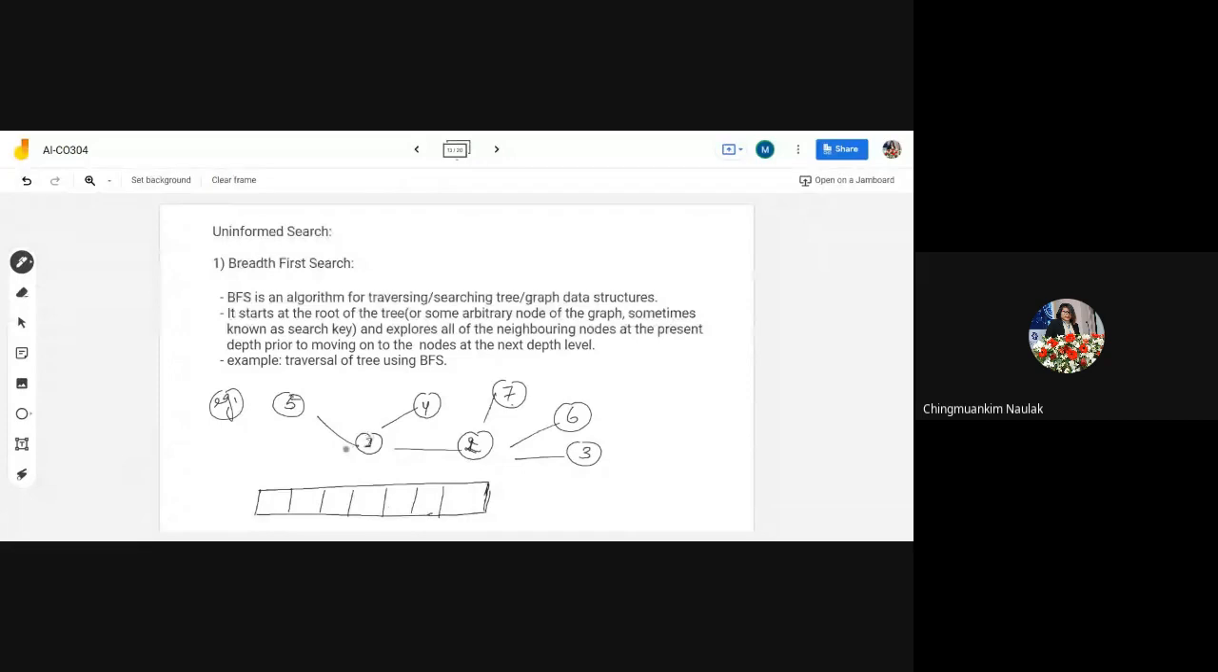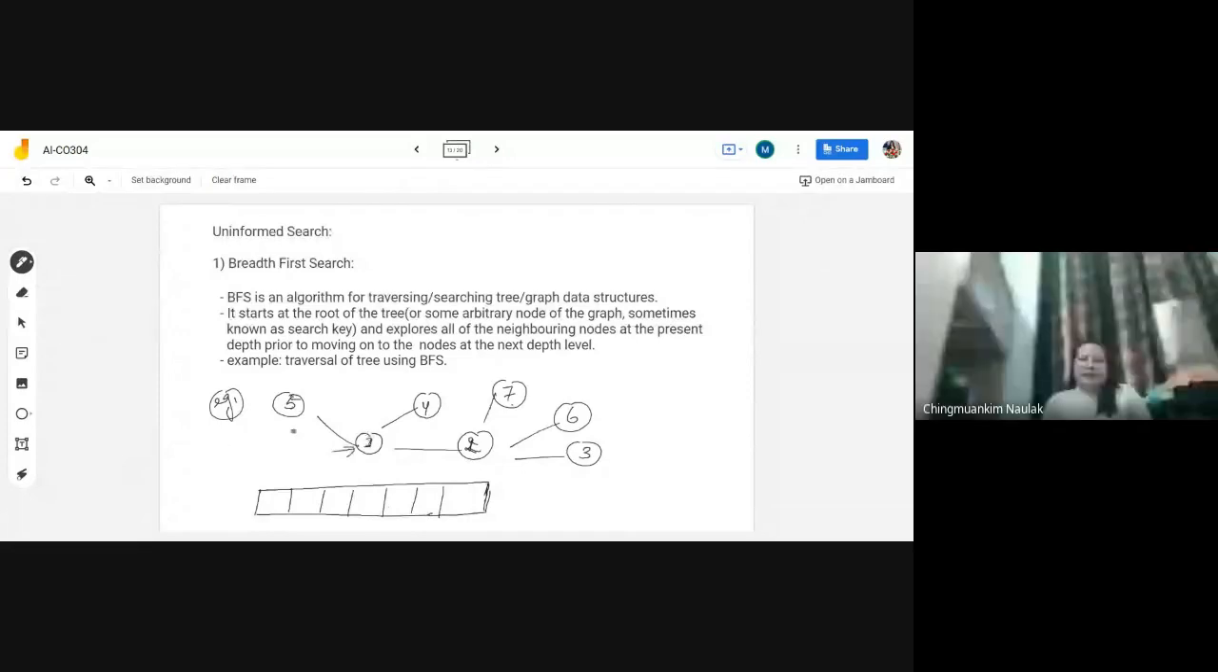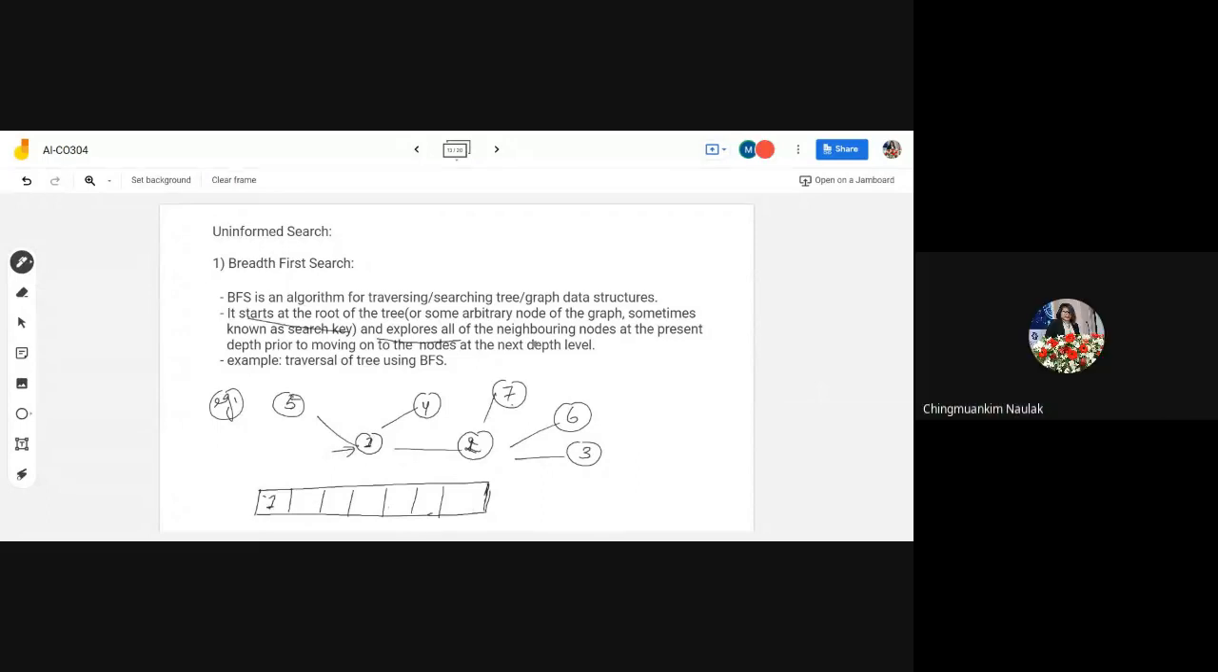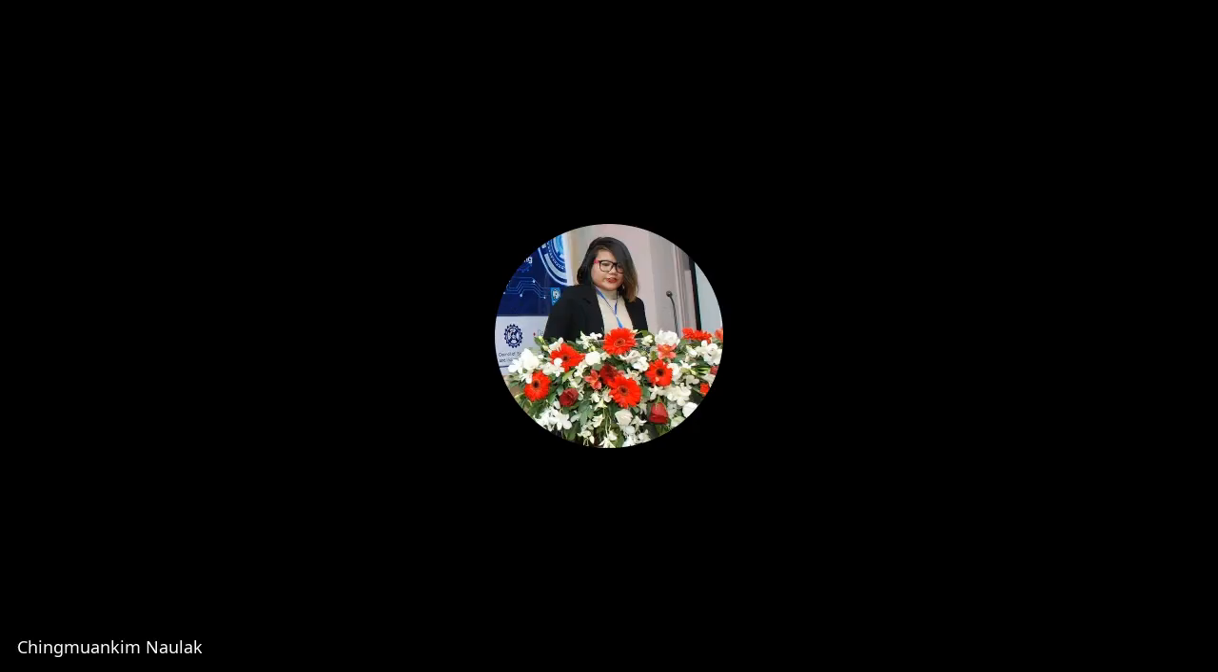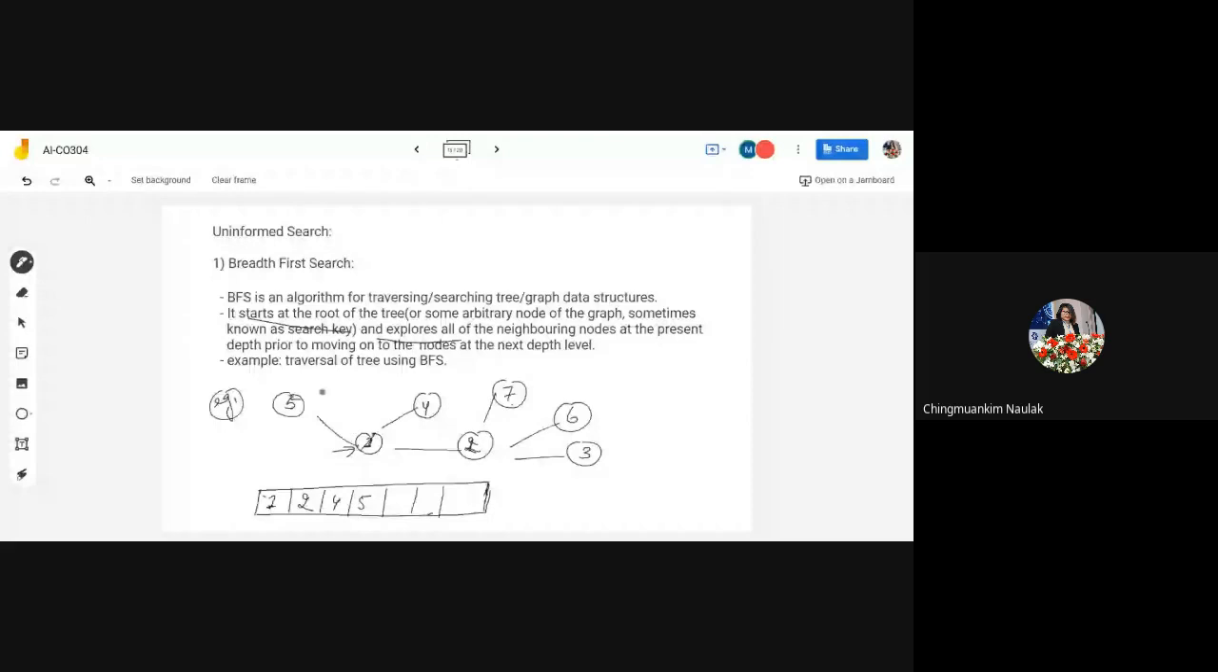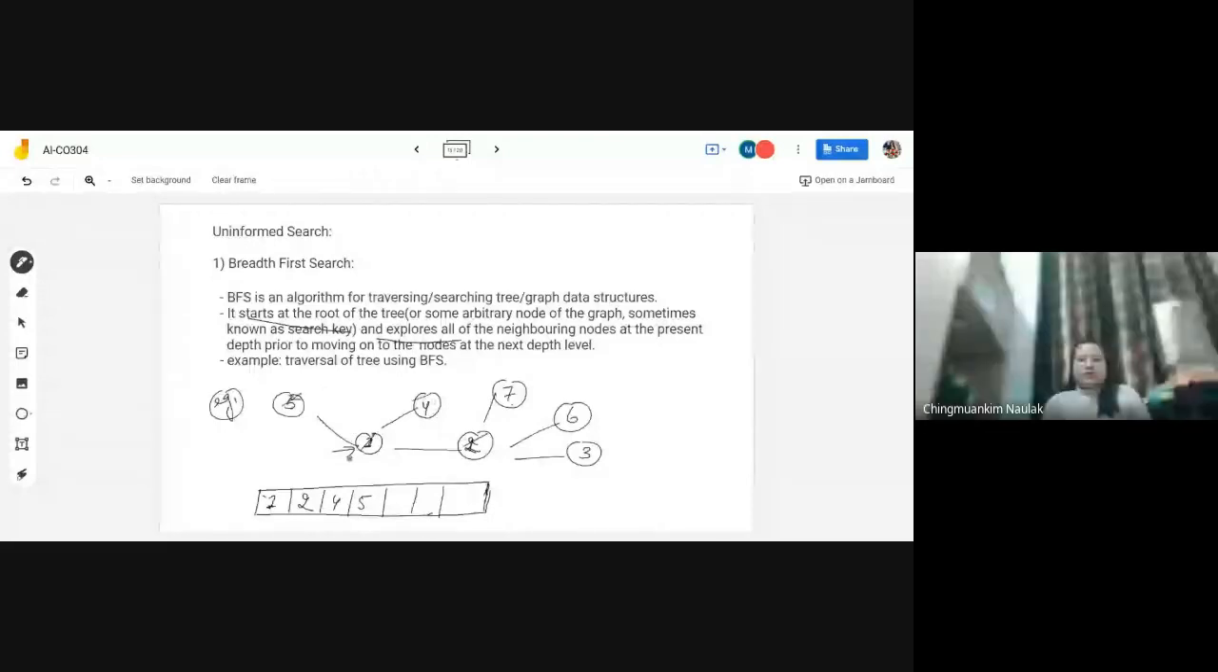As the definition says, it starts at the root node and explores all the neighboring nodes. What are the neighboring nodes? The adjacent nodes of 1 are 2, 4, and 5, right? So just write 2, 4, and 5. Okay, done. This is visited, this is visited, this is visited.